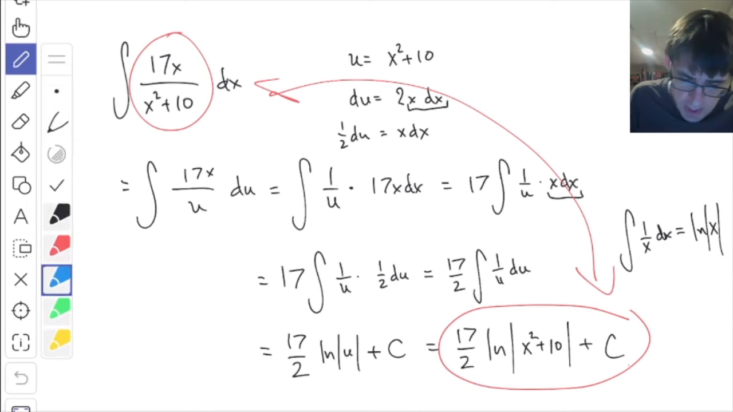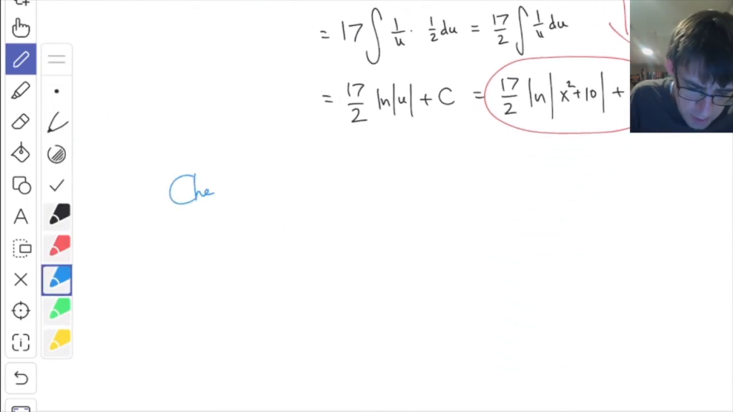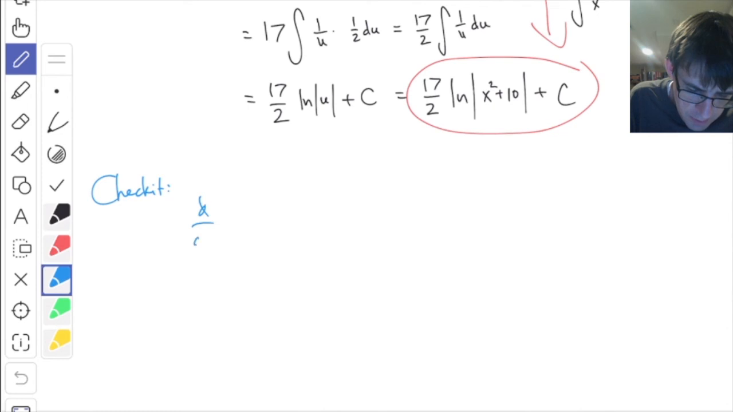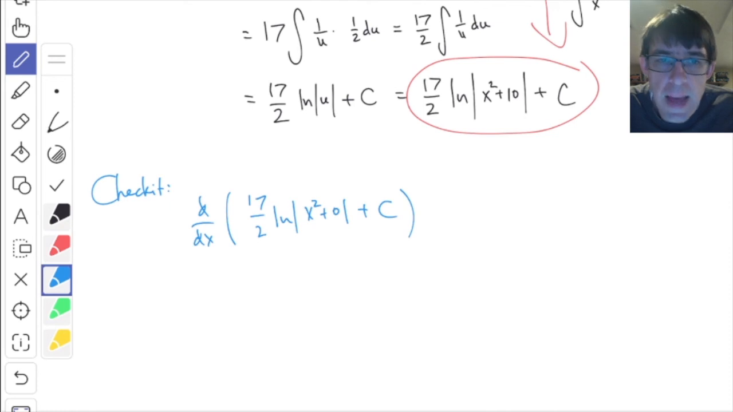And we can check that by taking the derivative. So I'm going to check it. Here's how you check it. I'll check it in blue. If you have a few extra minutes on the test, I suggest that you do this. You take the derivative of your answer, 17 over 2 ln absolute value x squared plus 10 plus c, right? You take the derivative of that, and if you're doing everything correctly, you should end up with the thing that you started with inside the integral. Let's see if we can do it.